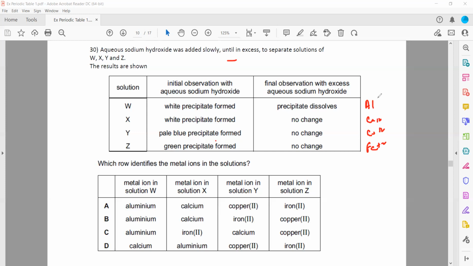So the metal ion present in W is aluminium, because this is related to memorizing the identification of ions. In solution X, it means it is calcium. Solution Y, it is copper. And solution Z, it is iron 2. So A is the right answer for this.